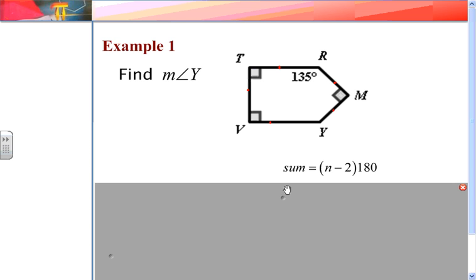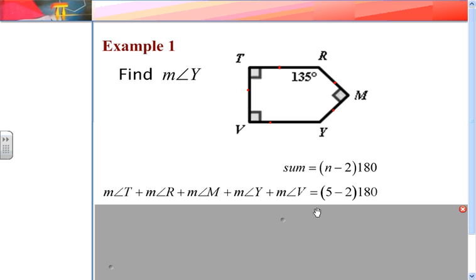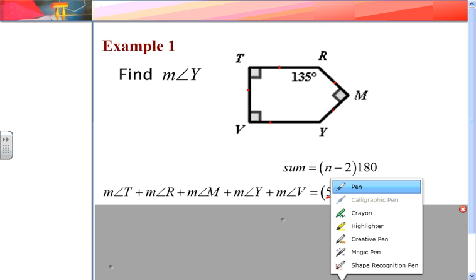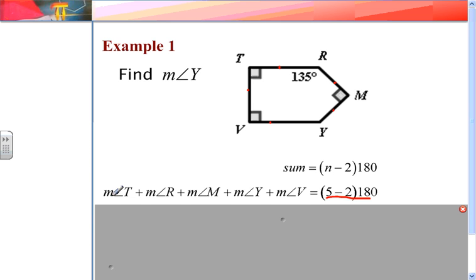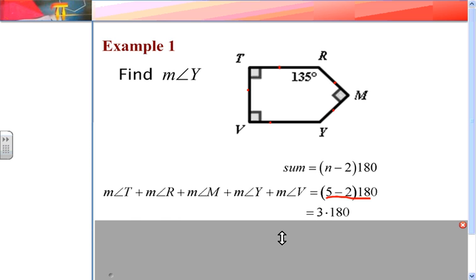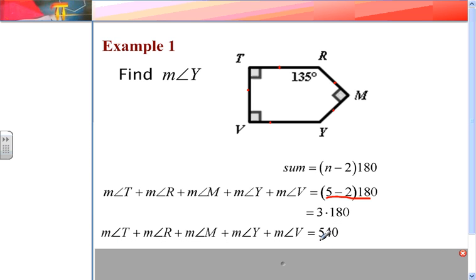That means that for the sum of the angles, I'm going to use my formula, n minus 2 times 180. What am I going to plug in for n if there are 5 sides? I plug in 5. So the sum of those angles is going to equal 5 minus 2 times 180. So the measure of T plus R plus M plus Y plus V is equal to 5 minus 2 times 180. Now let's simplify that a little bit. 5 minus 2 is 3. 3 times 180 is 540. So angle T plus R plus M plus Y plus V is equal to 540.